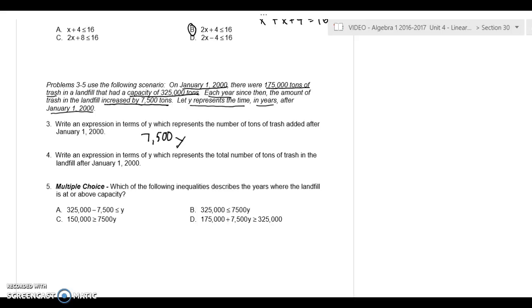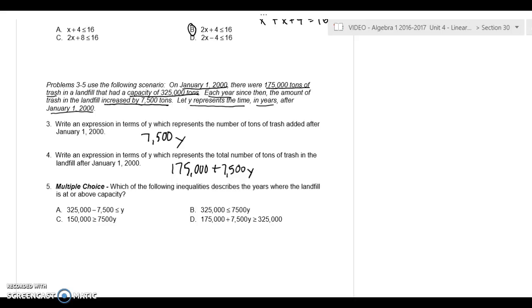Question 4 says, write an expression in terms of Y, which represents the total trash that's in the landfill after January 1st, 2000. So this is not the same question as number 3. Number 3 is saying, how much did you add to it? But number 4 is saying, well, didn't we already have some in there? And we did. We had 175,000 tons of trash already in the landfill. So there's our expression for the amount of trash in the landfill at any point in time.